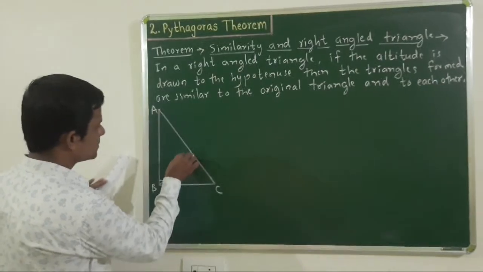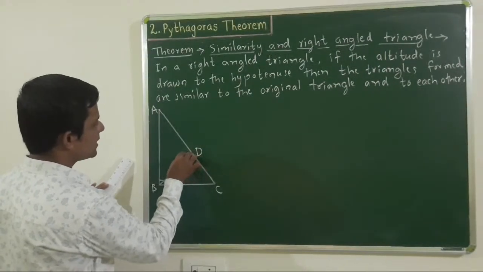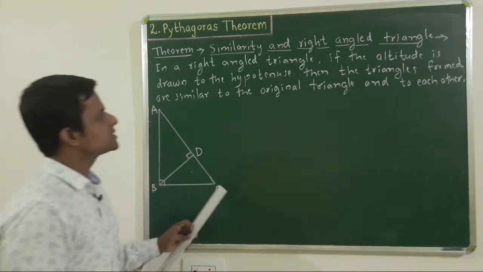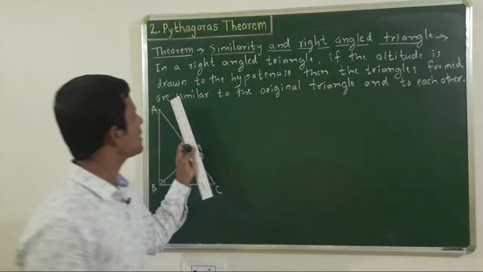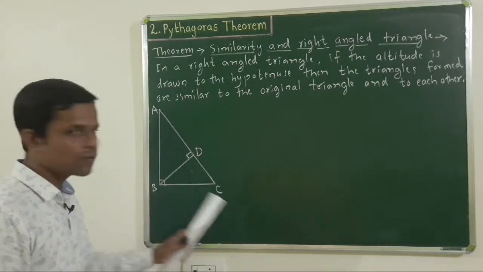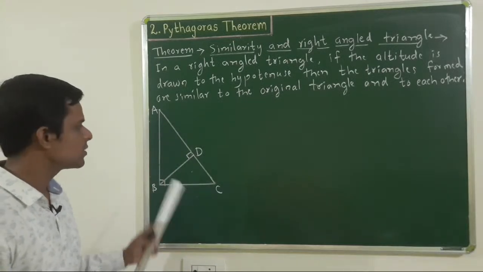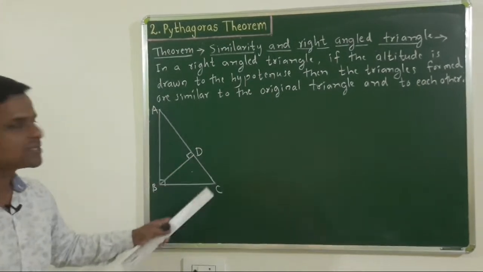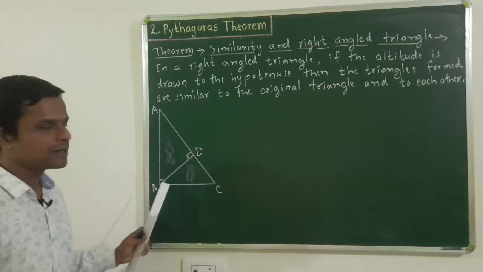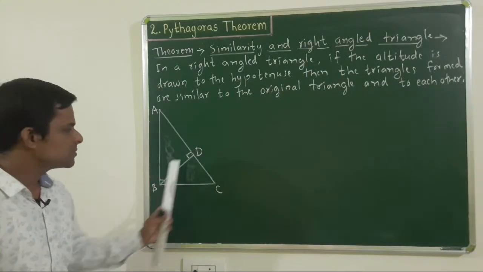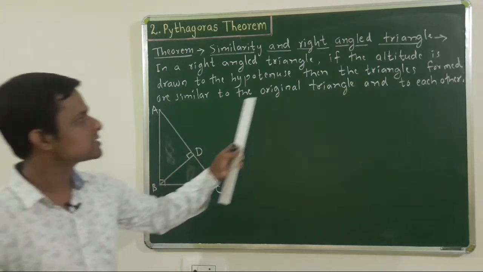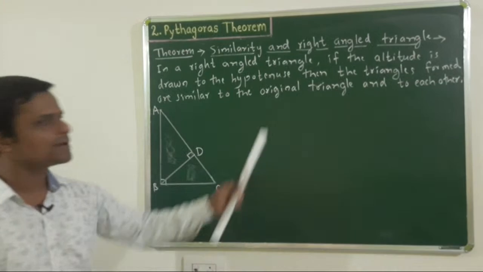Suppose BD is an altitude which is drawn on the hypotenuse. BD is perpendicular to AC. Then the triangles formed are similar to the original triangle and to each other. There was simply one triangle first, triangle ABC. Now because of this altitude BD, this triangle is divided into two triangles, triangle ADB and triangle BDC. These two triangles are similar to the original triangle and to each other.